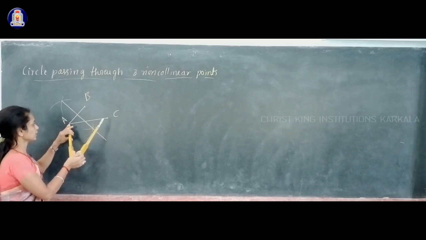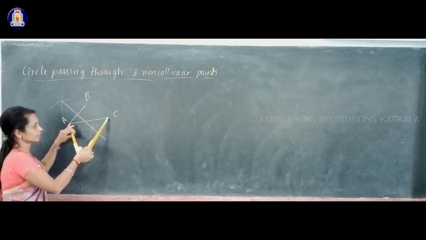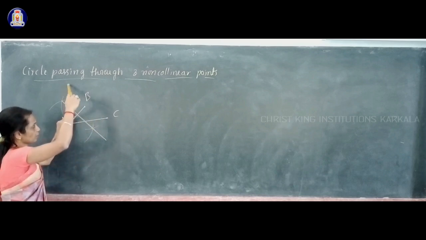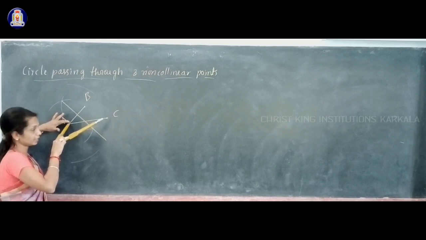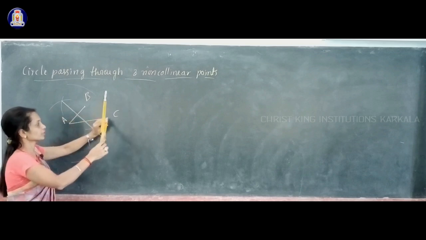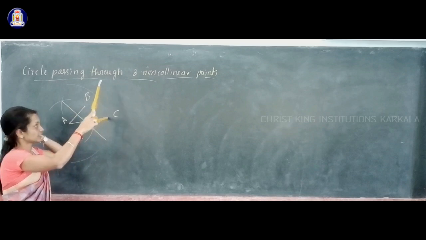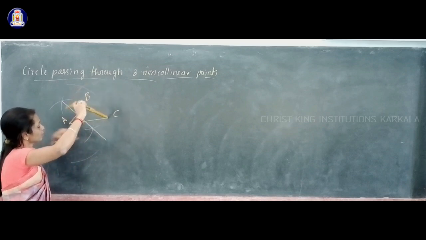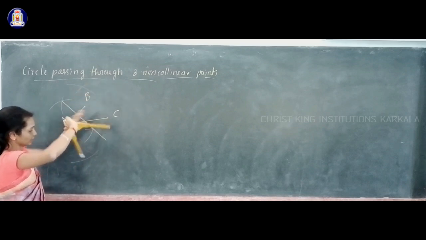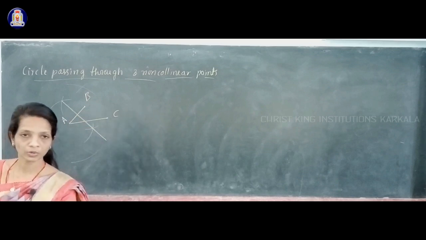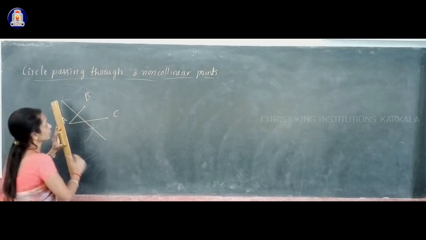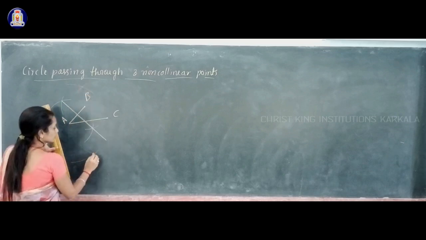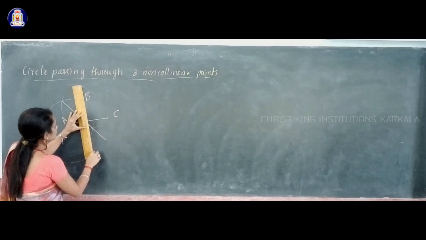For that you have to take the AC length in your compass like this, and draw one arc above AC and below AC by keeping it at one end. At A I kept it; next you keep it at the other end of the same line and draw one arc above the line and below the line. Again you will get two points of intersection of the arcs drawn above and below. Those two points of intersection you join using your scale.